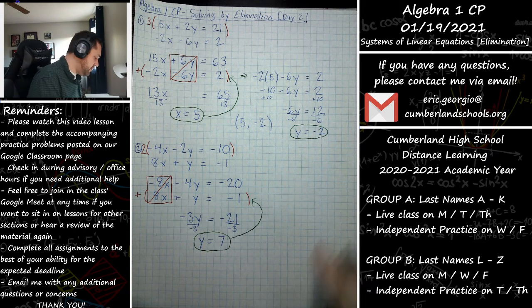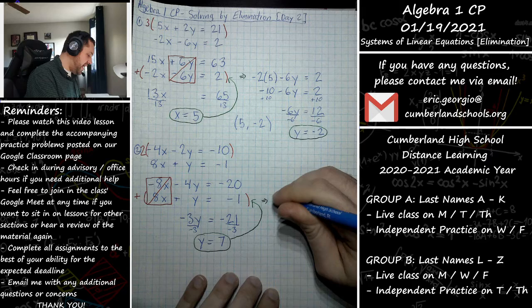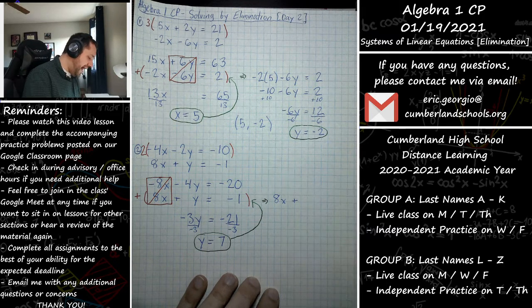So watch what happens. 7 goes in. We'll say now, using that piece of information, we'll say 8x plus y, which we now know is 7, is equal to negative 1.